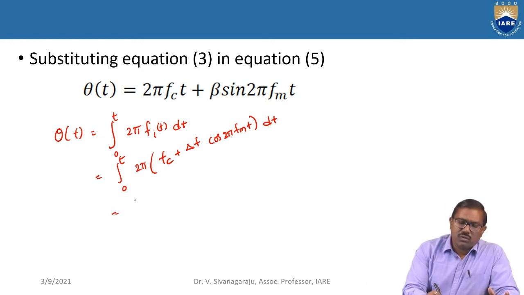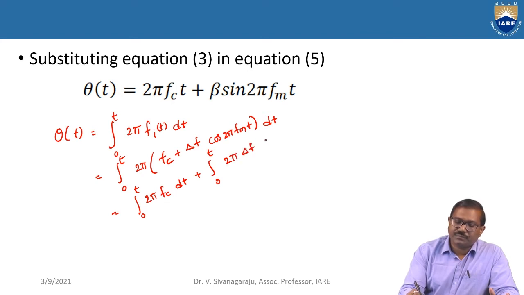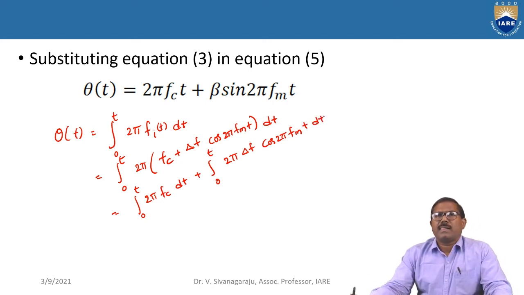Now apply this integral inside of this equation. So integral of 2 pi fc dt plus integral 0 to t of 2 pi delta f cos 2 pi fm t dt. So this is our equation.